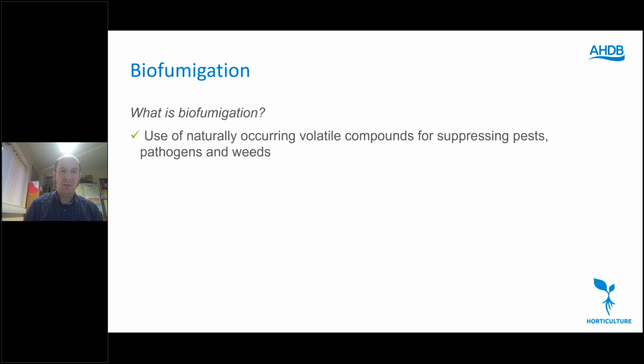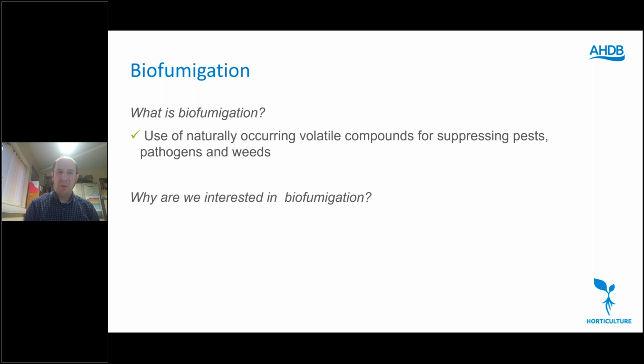Okay. So first of all, just a few questions about biofumigation. First question is, what is it? Effectively, biofumigation is quite a broad term, but it refers to the use of naturally occurring volatile compounds for the suppression of pests, weeds, and pathogens. Most of us that are probably listening to this right now will associate biofumigation with the use of brassica cover crops, but you can get biofumigation from other types of plants and indeed fungi as well.